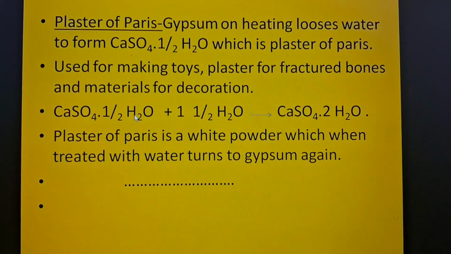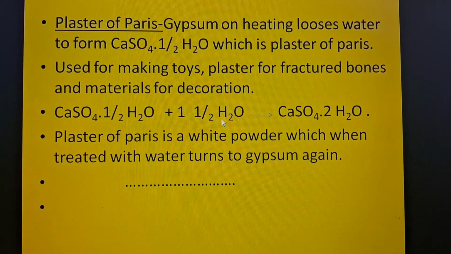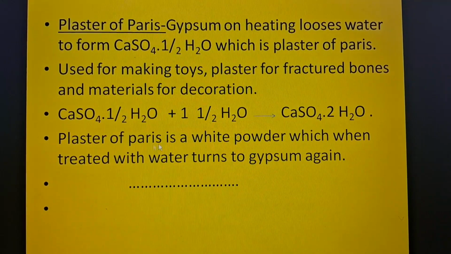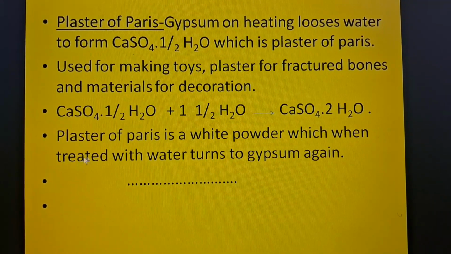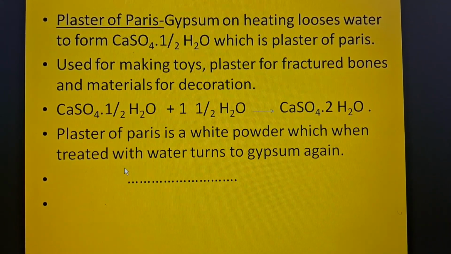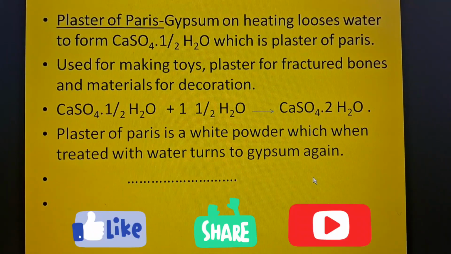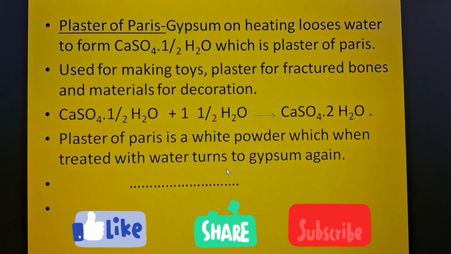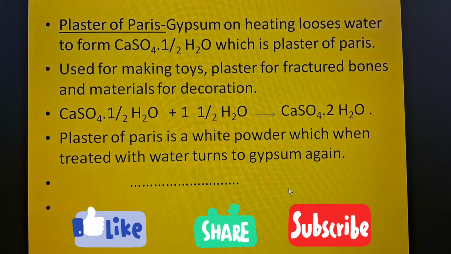CaSO4.½H2O plus 1.5 water molecules gives CaSO4.2H2O. CaSO4 is calcium sulfate. Plaster of Paris is a white powder which when treated with water turns into gypsum again. So from gypsum you can form plaster of Paris, and from plaster of Paris back to gypsum. Thank you.